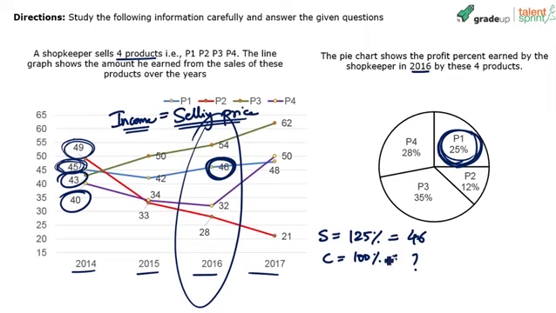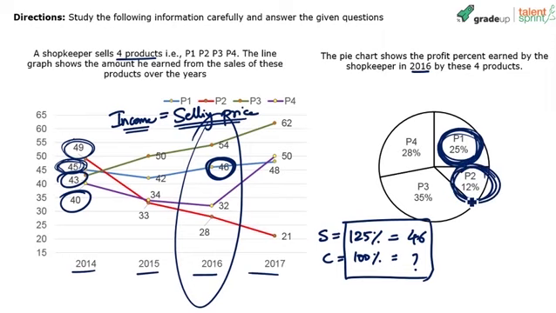Cost price is always equal to 100%. So selling price in 2016 is 125%. Why is it 125%? It is 125% because the profit in 2016 is 25%. If the profit is 25%, selling price is 125. So 125 is 46. If 125 is 46, 100% is equal to what? Cross multiply and you will get the answer. You're able to follow.